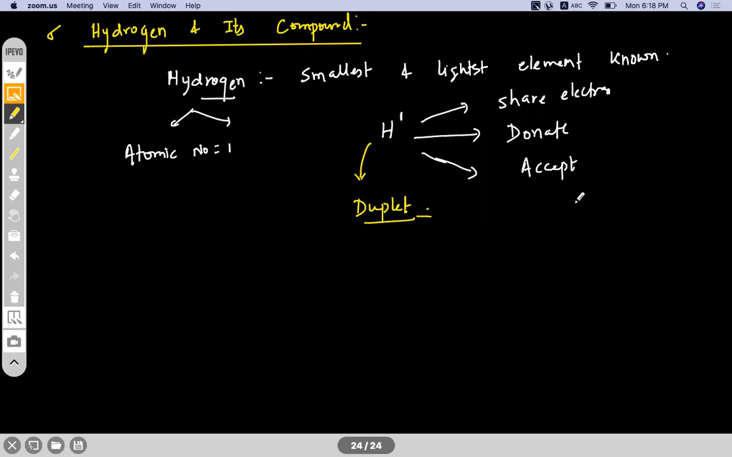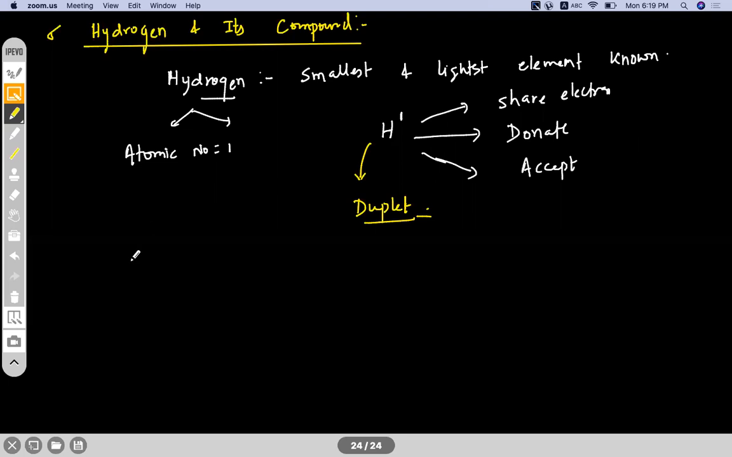Should we place it with group 1, or with group 14, the carbon family, which shows sharing of electrons? Carbon family has the tendency of sharing electrons. In CH4, carbon shares its electrons with the 4 hydrogens. So group 14 elements show sharing tendency. Group 17 elements, the halogen family, have the tendency of acceptance. It wants to accept 1 electron.